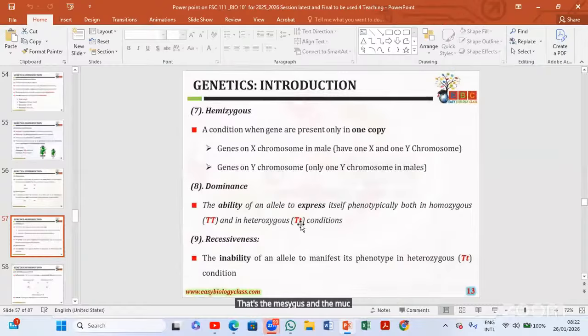Then dominance. Dominance is the ability of an allele to express itself phenotypically, both in homozygous and in heterozygous. Now you can see homozygous. Here we use capital TT. So if an ability or a trait or a character is expressed when the two alleles are identical, capital TT, now, that is dominant.